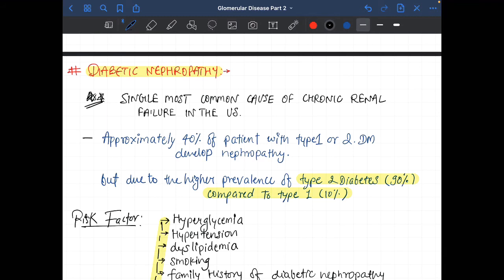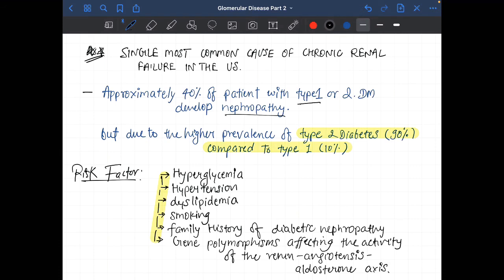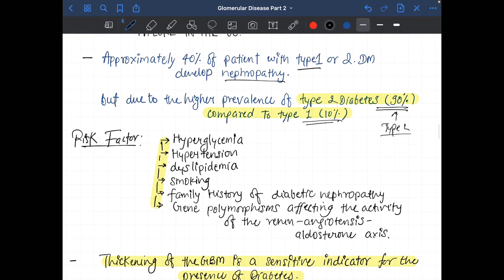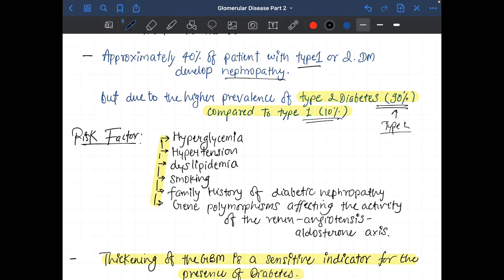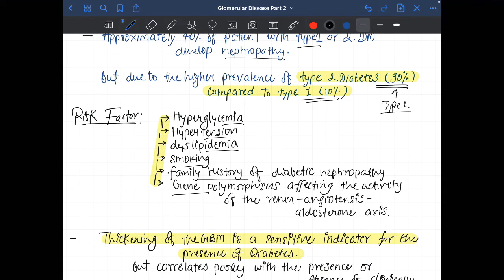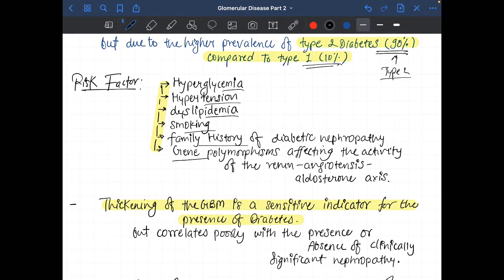Approximately 40% of patients with type 1 or type 2 DM develop nephropathy, but due to the higher prevalence of type 2 diabetes, 90% of cases are from type 2 and 10% from type 1. What are the risk factors? As you all know, hyperglycemia, hypertension, dyslipidemia, smoking, family history of diabetic nephropathy and gene polymorphism all act upon and increase the risk of diabetic nephropathy.